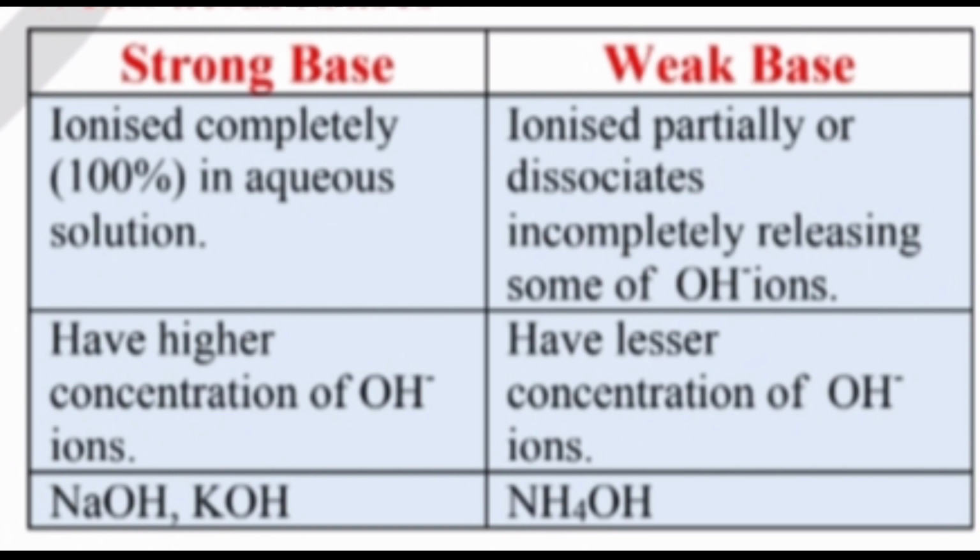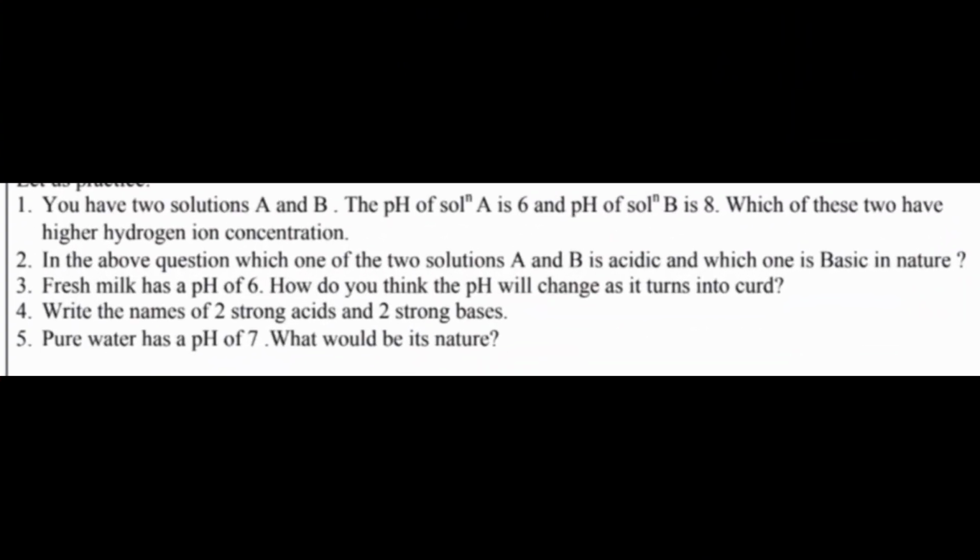Let us discuss some questions here. Question number 1. You have two solutions A and B. The pH of solution A is 6 and pH of solution B is 8. Which of these two has higher hydrogen ion concentration? Answer is solution A, because its pH is 6, pH lesser than 7 is acidic. So it has higher hydrogen ion concentration.